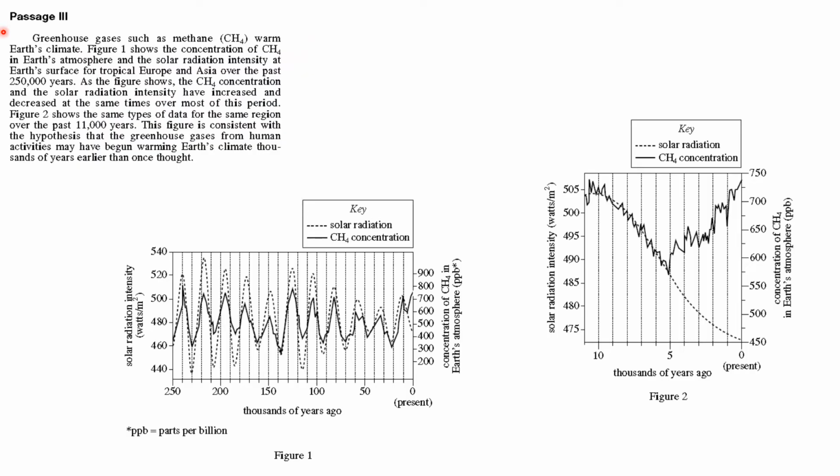So passage 3, greenhouse gases such as methane warm Earth's climate. So we're going to use something with methane. We're not going to read all this because it's a data passage. So we're going to see we have figure 1, which has solar radiation intensity over thousands of years, concentration of CH4 in the atmosphere, and solar radiation and CH4 concentration in these lines as well. And figure 2, solar radiation intensity again, thousands of years, concentration and solar radiation and CH4 concentration. All right, and then we go to the questions.